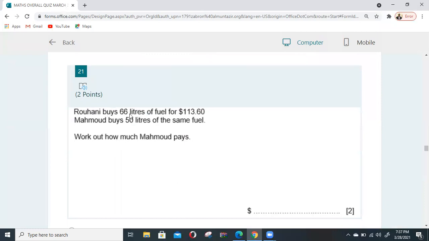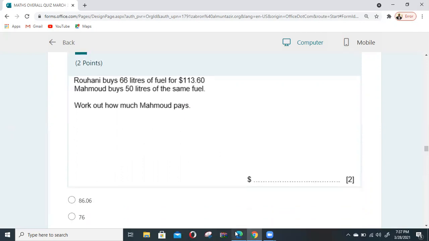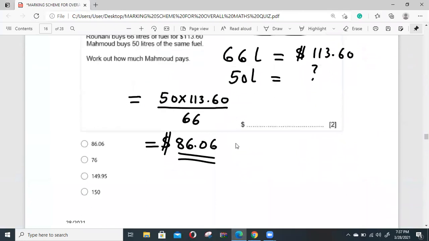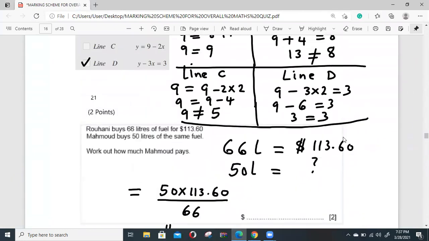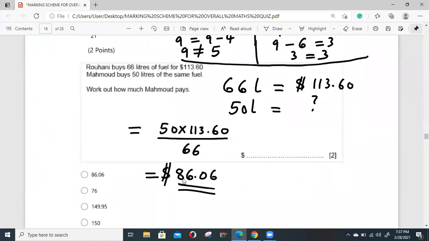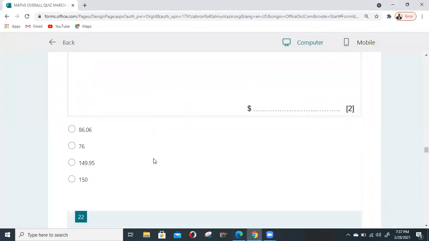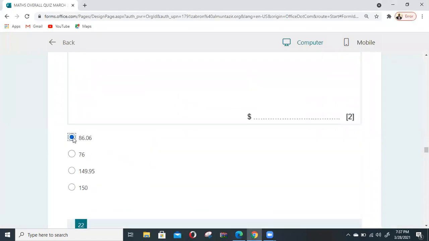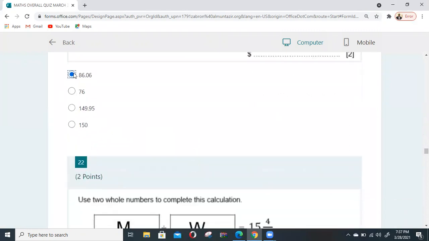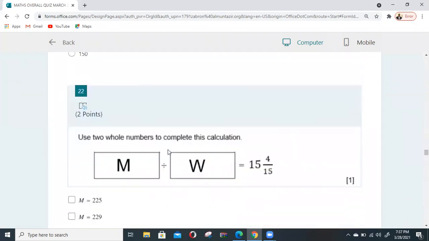This person here buys 66 liters of fuel for that dollar. Mohammed buys 50 liters of the same fuel. Work out how much Mohammed pays. Okay, so this is a cross multiplication question, and I have done it here. You can see that 66 liters equal to that dollar. How about 50 liters? You cross multiply and you end up getting 86.06. And just check if you have that answer, 86. Yeah, this is the answer you keep there. Choose that answer.